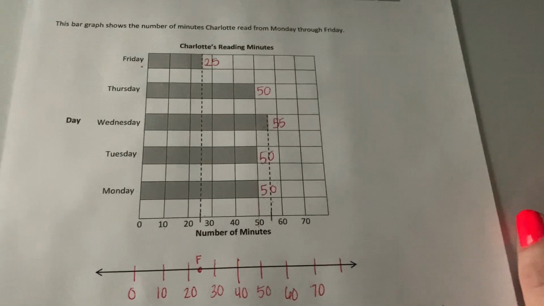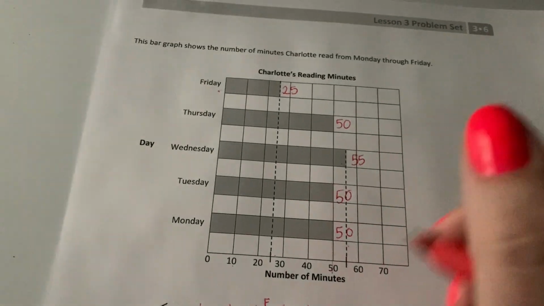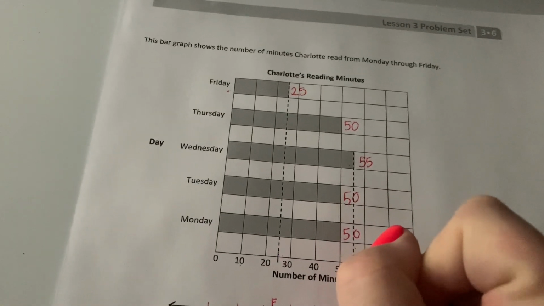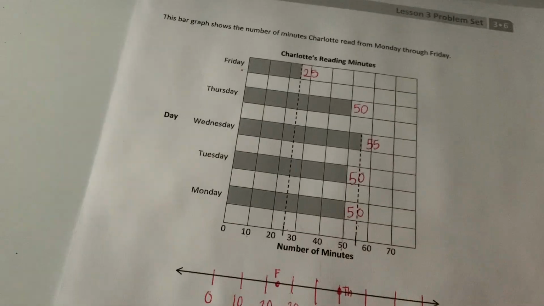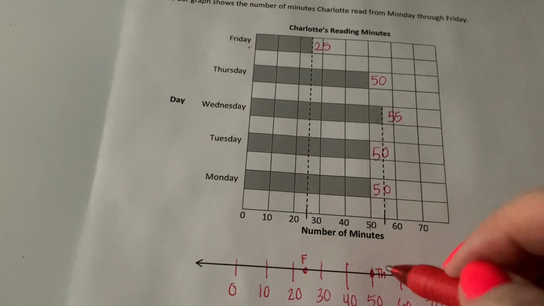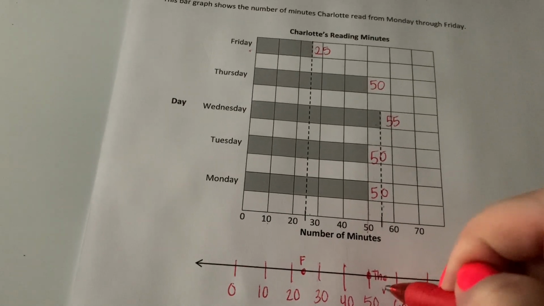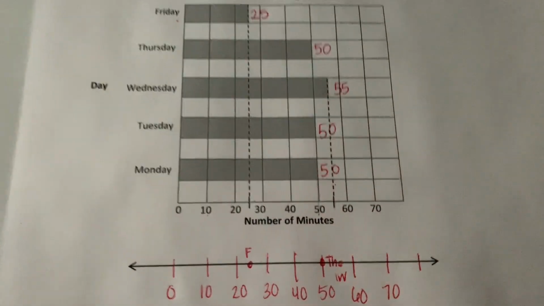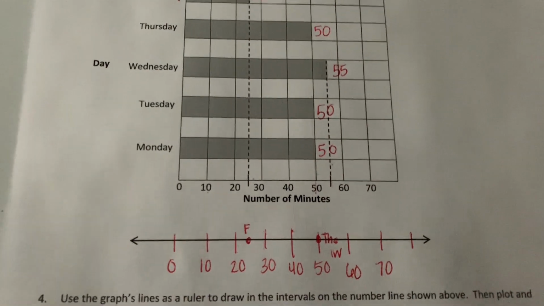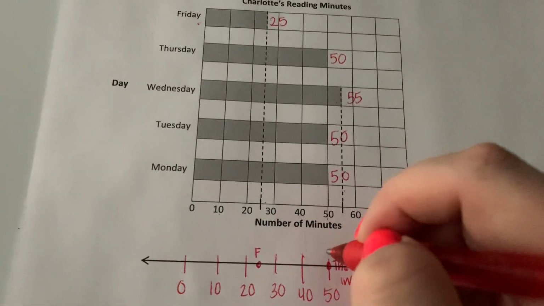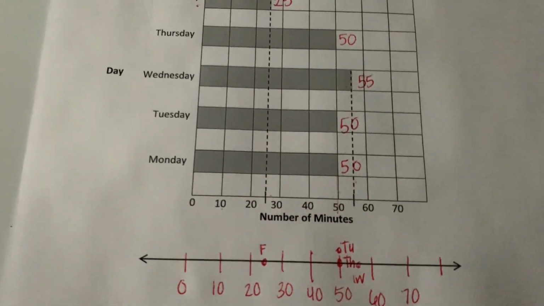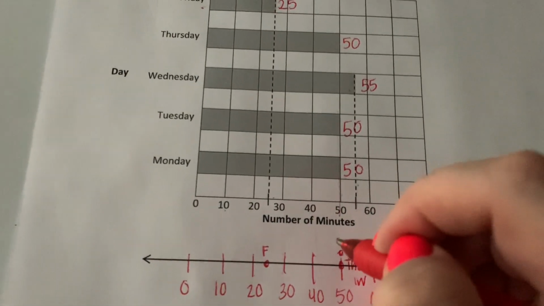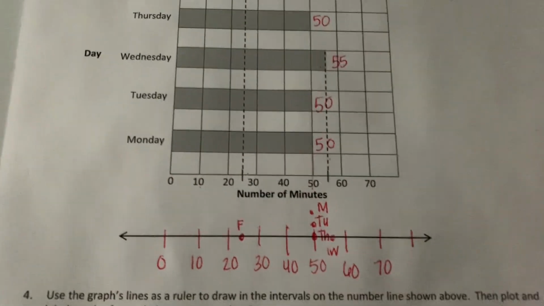Okay, next I have Thursday, and that's at 50. So I'm going to put a point at 50, and that's Thursday. Wednesday is at 55. Tuesday is also at 50, so I'm going to put another dot there and put Tuesday. And then Monday is also at 50, so I'm going to put a dot and put Monday.